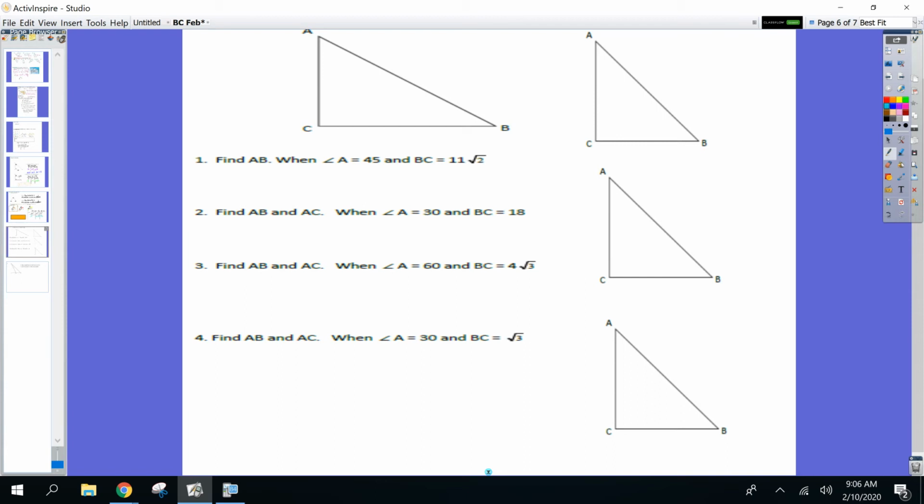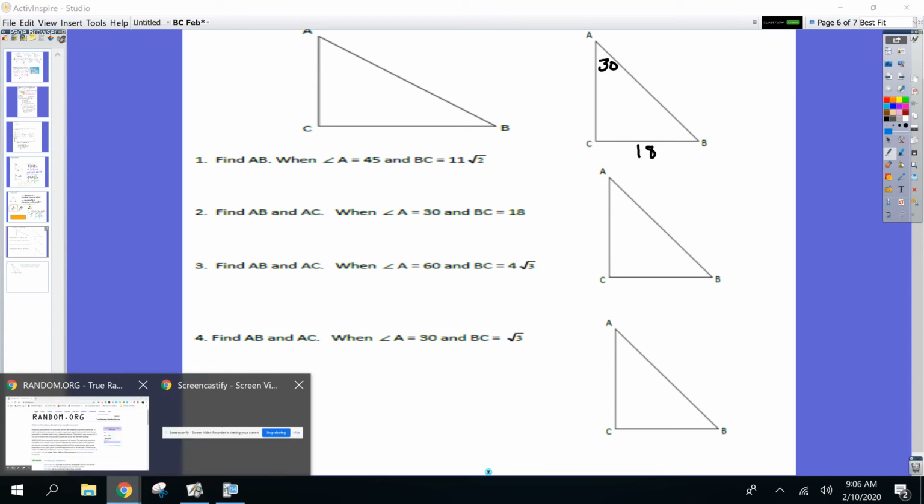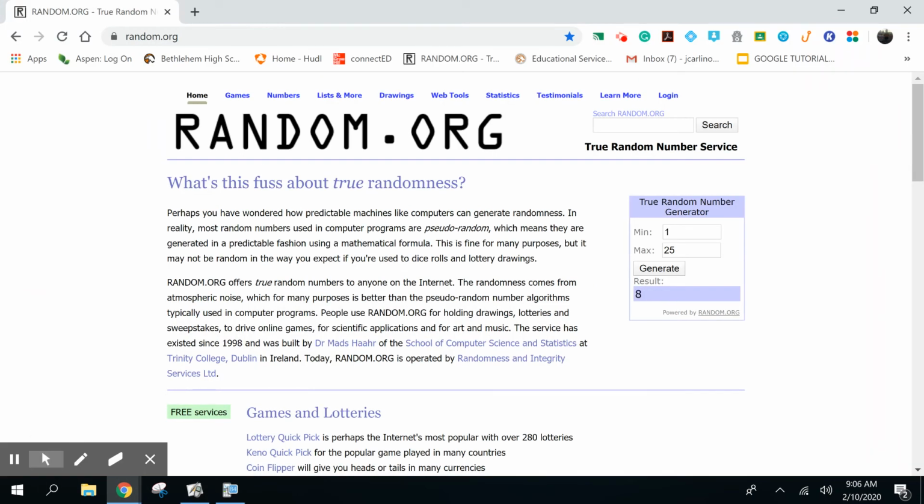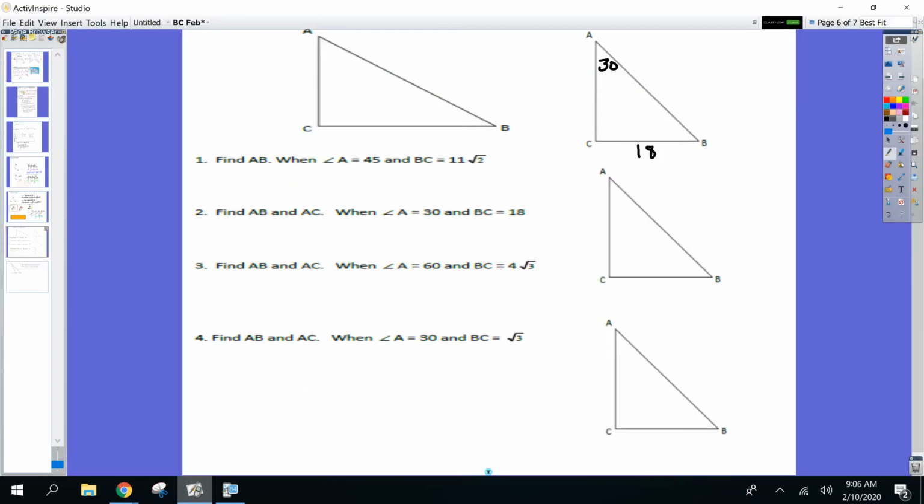Okay, so go ahead, label your triangle. And number 2, angle A is 30. BC is 18. And we need to find what? The other 2 sides? Okay. First thing I have to do, so I can write down the correct rules: what type of special triangle is this? What are my degree measures in this one?